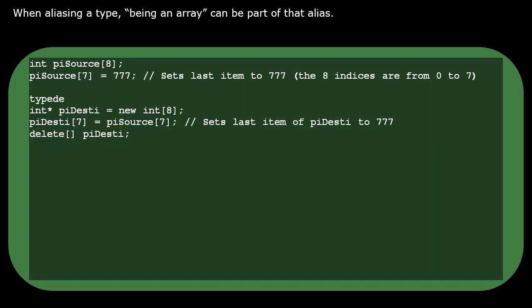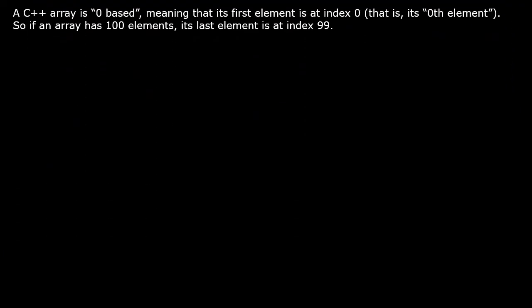When aliasing a type, being an array can be part of that alias. A C++ array is 0-based, which means that its first element is at index 0. So if an array has 100 elements, its last index will be at index 99.